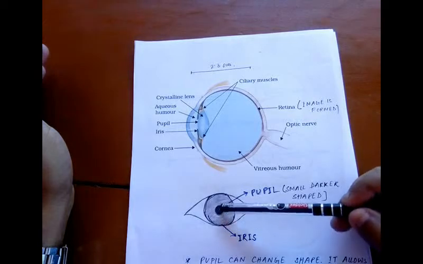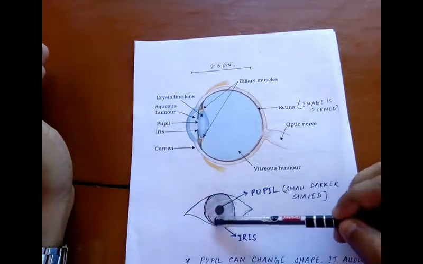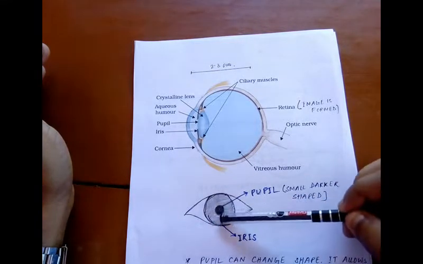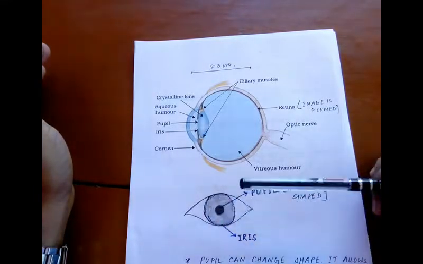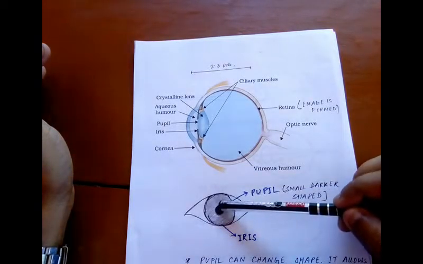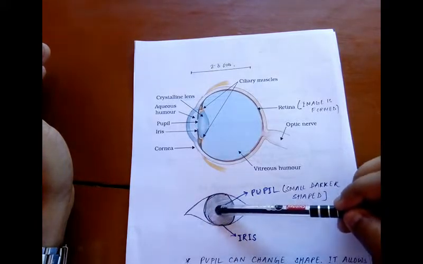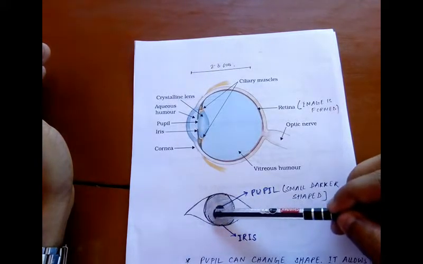So what is the iris? The iris is, if you see in the front view, the dark part of your eye, or it may be another color also. Sometimes it is brown, or you might get even blue eyes. That part is called the iris. And inside the iris there is a pupil. You will see one small darker part, that is called the pupil.